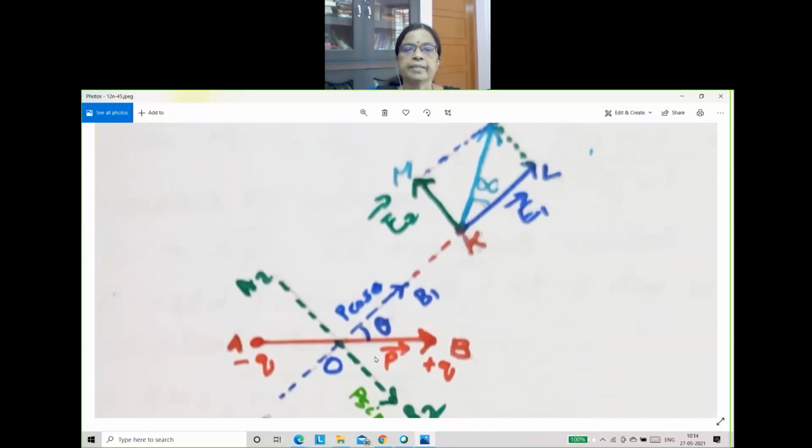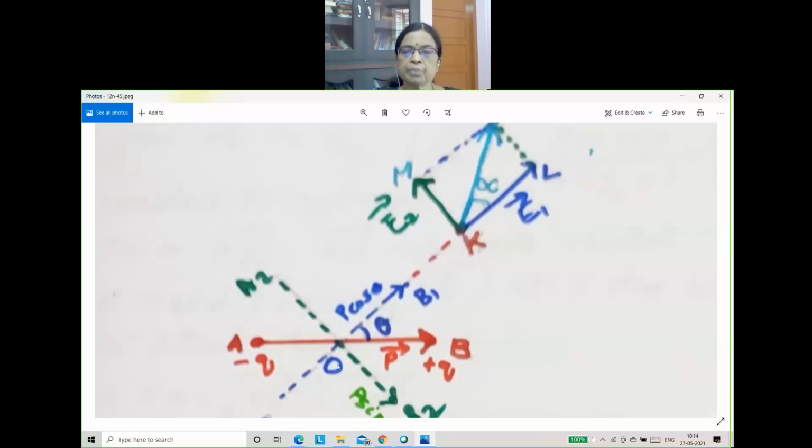K is not on the equatorial line. Equatorial means the perpendicular bisector, and K is not on that line. Axial means along this line, and K is not along the axial line either, but is inclined at an angle theta. When you draw a line from the center of the dipole, AB is the dipole, with minus Q and plus Q separated by a distance 2a. O is the center of the dipole.